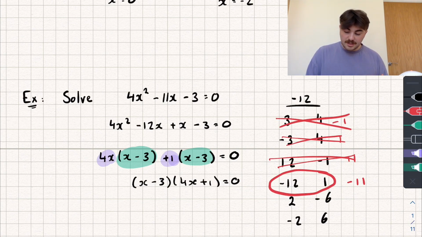Now the maths that's happening to get from this step here to this one, if you were wondering, is we're just factorizing out this x minus 3 bracket from both of the terms, so we get left with 4x plus 1. Hopefully that makes sense.